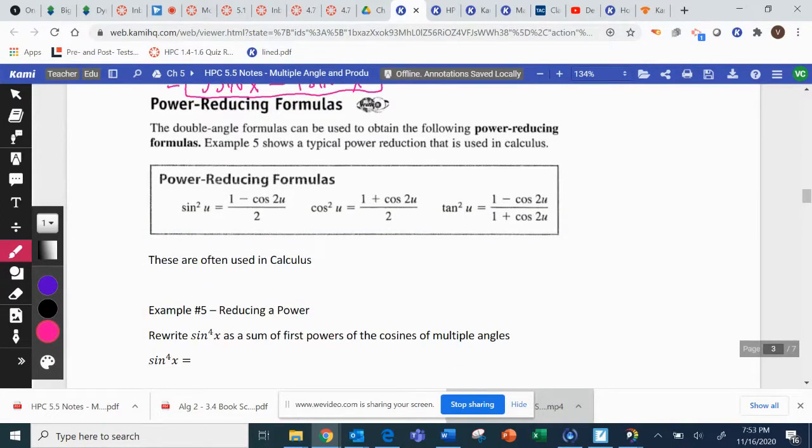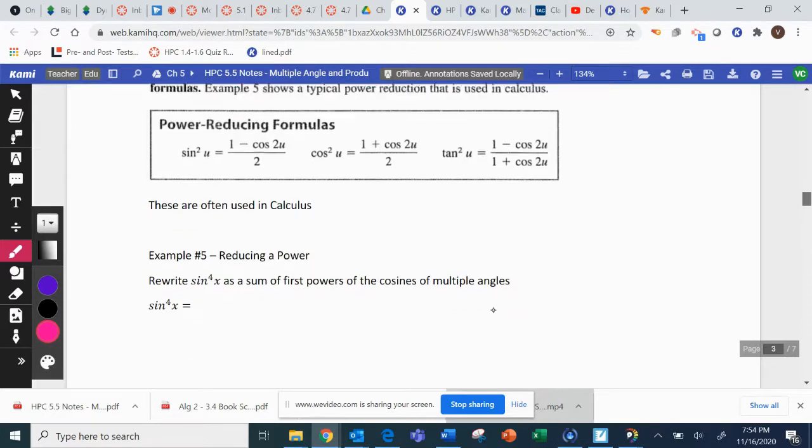All right, now we have power reducing formulas. If we have a sine squared and we don't want it squared anymore, we can use this power reducing formula where sine squared u equals 1 minus cosine 2u divided by 2, and that way it's not squared anymore. We have a cosine squared u, which will reduce down to 1 plus cosine 2u over 2, so we get rid of that power. Or we have tangent squared u, which divides the sine squared u and the cosine squared u, and then the 2's cancel out, so we get it down to a power of 1. So these are used often in calculus.